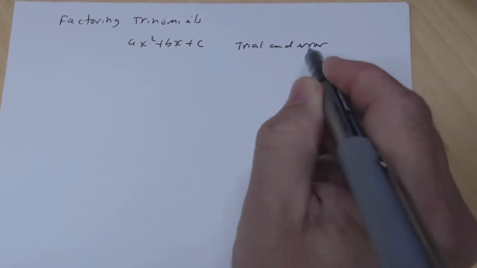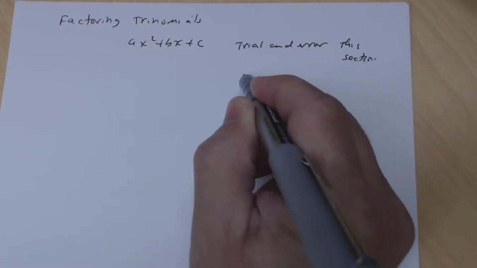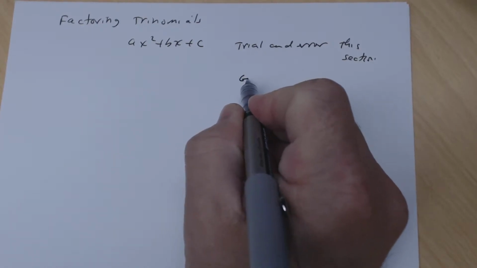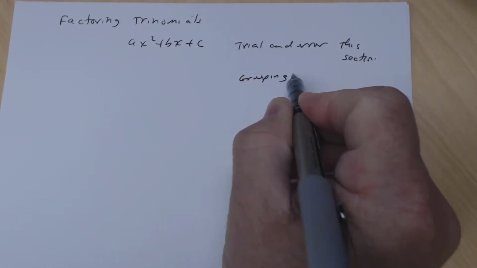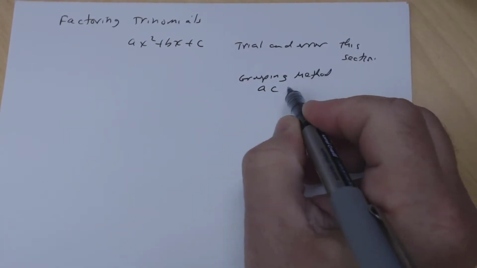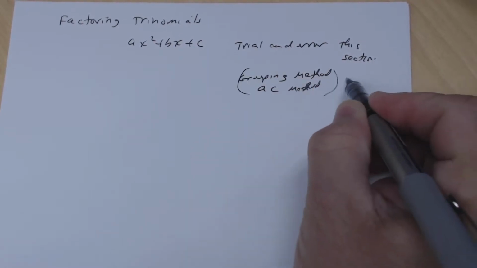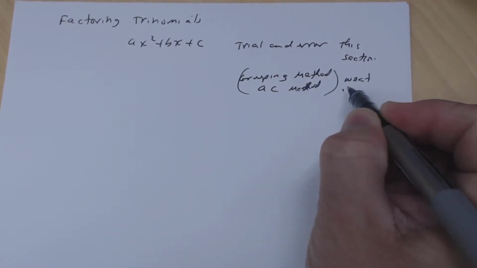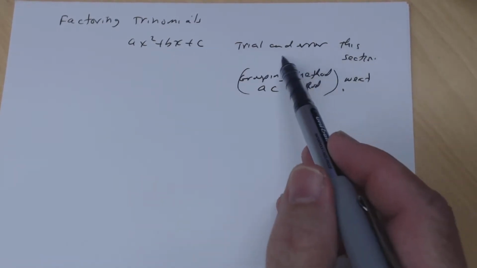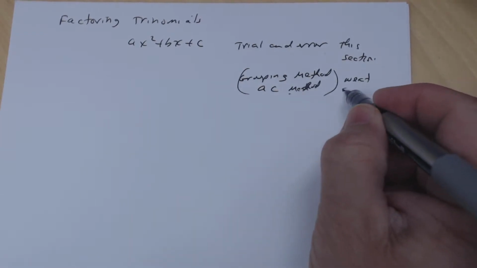And in the next section, we'll use what's called the grouping method. It'll also be called the AC method, so they kind of go hand in hand here. So you really need to know these two methods when factoring trinomials, the trial and error method and the grouping method. It'll be the next section.